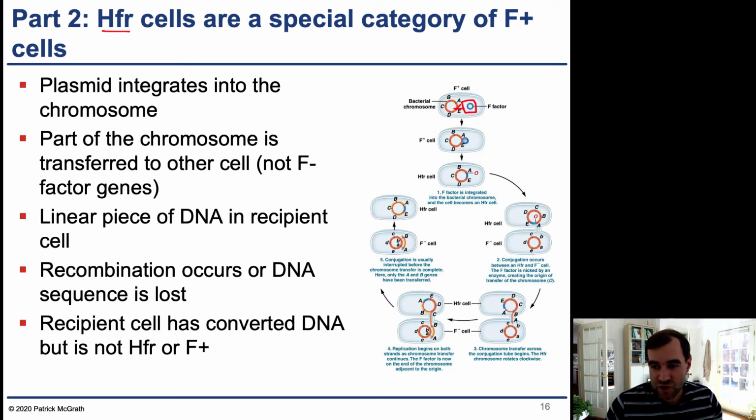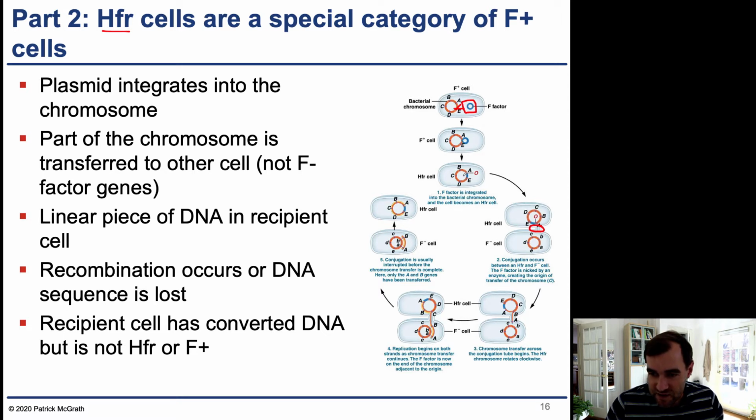In this case, we show the plasmid integrating between gene A and E. Again, bacteria have a circular chromosome, and this circular chromosome is about 4 million base pairs long. Now this plasmid is integrated in the chromosome. It's still able to produce the proteins necessary for forming these pili. So this is still a cell that is able to undergo genetic exchange with an F- cell.